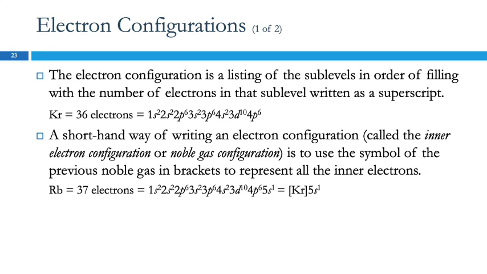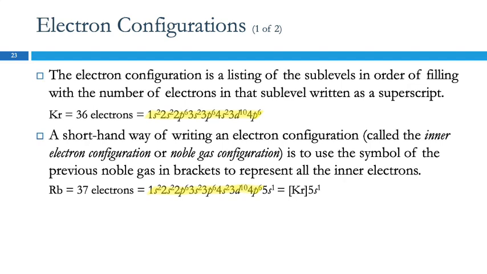So we can make this even shorter than that. And this is sometimes called the inner electron configuration, or more commonly the noble gas configuration, because the beginnings of all of these are the same. So this is krypton, right? And if you add all those exponents up, it gives you 36, because krypton has 36 electrons. If we look at the next largest element with 37 electrons, it's all the same stuff, right? This is all the same as that.